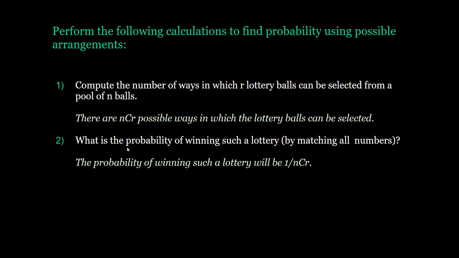In these problems, if you're asked to find the probability of winning such a lottery, that would simply be the one situation divided by all of those possible outcomes. So 1 divided by the number that you had previously.